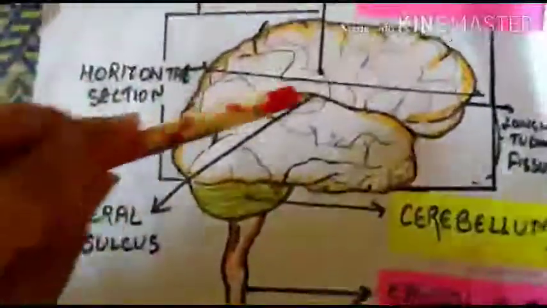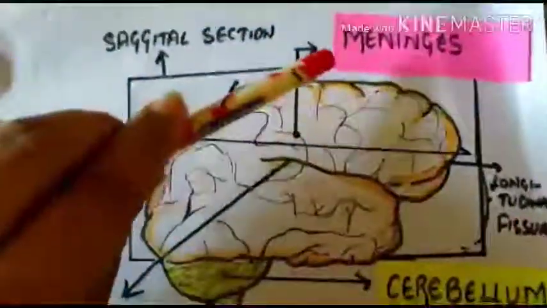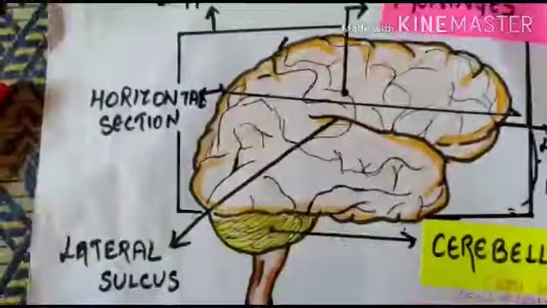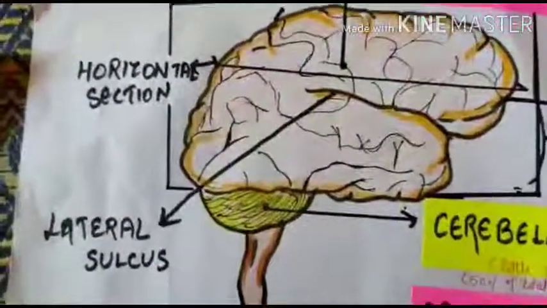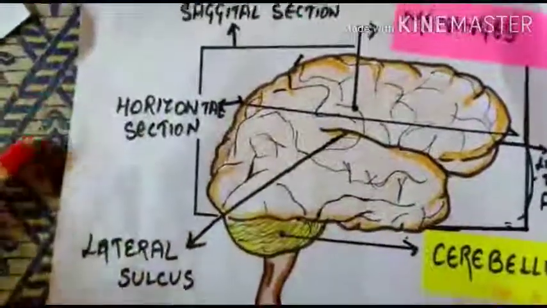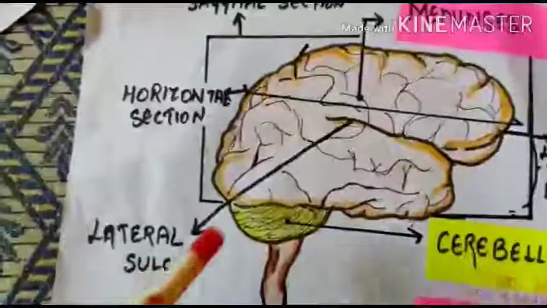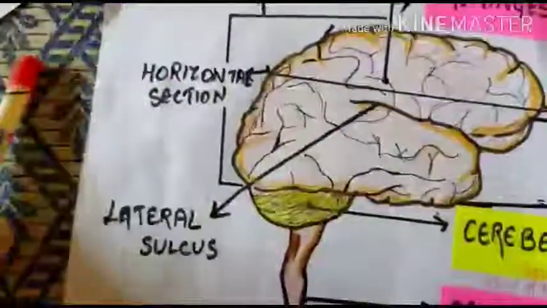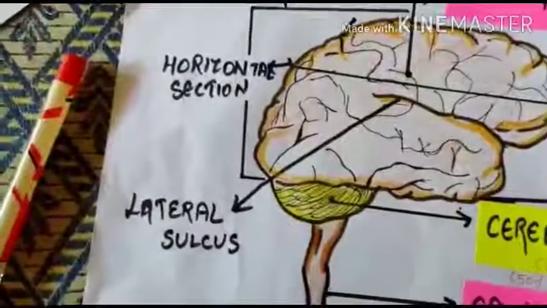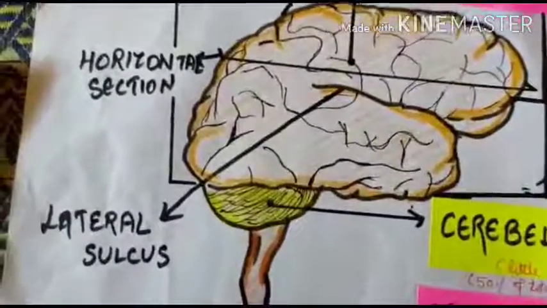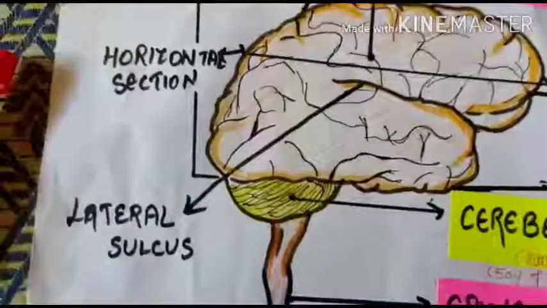Here we have also shown the meninges, that is the folds, which refer to the membranous coverings of the brain and spinal cord. And here we have also shown the lateral sulcus. This line, lateral sulcus, is the deep fissure. It separates the frontal and the parietal lobes from the temporal lobes.